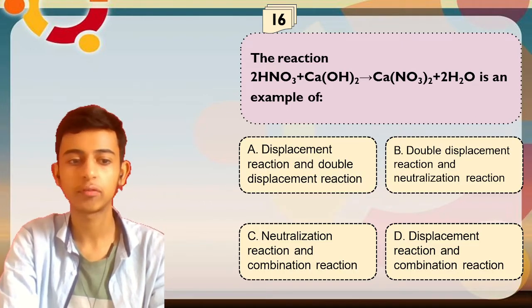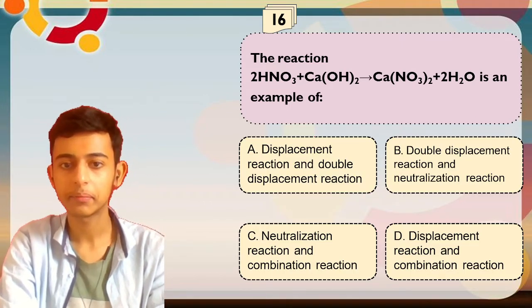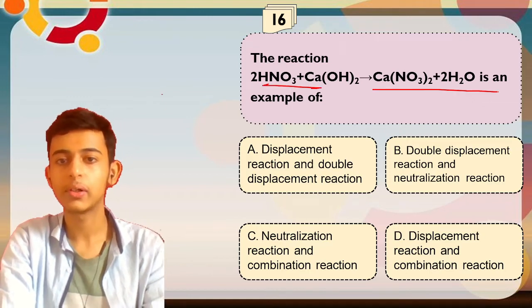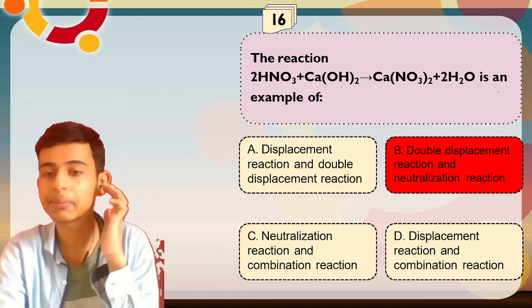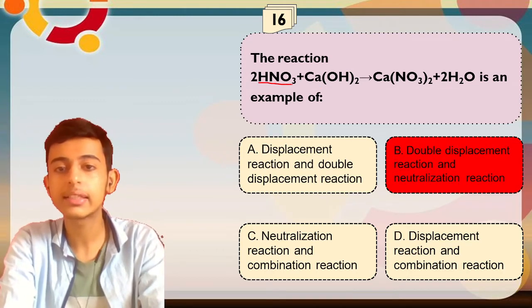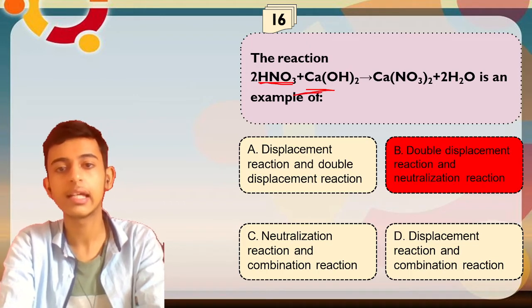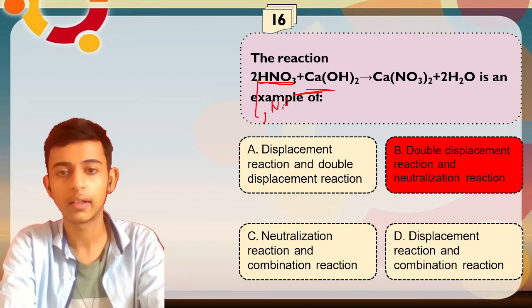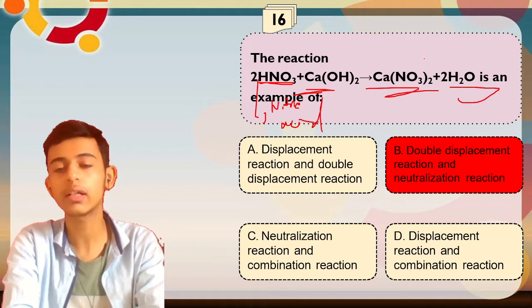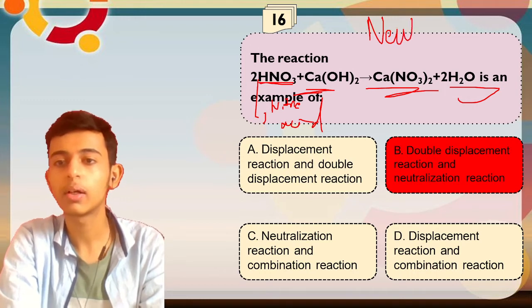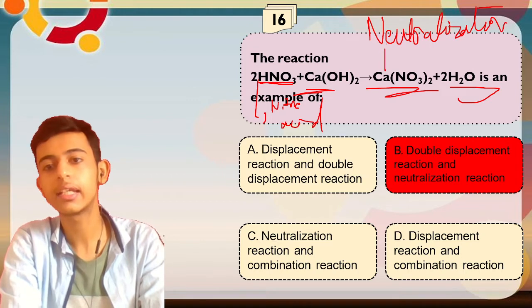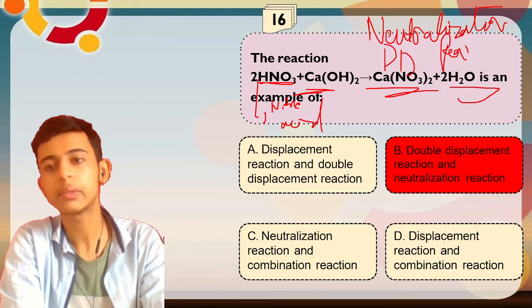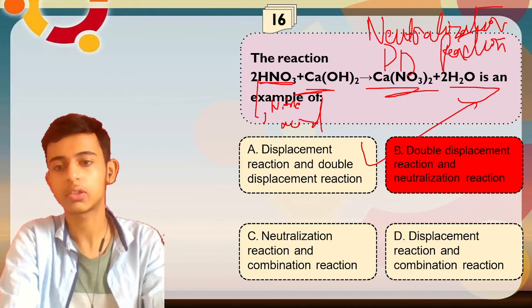This is an example of what? This is easy. What are you able to see over here? Okay, your time's up. The answer is double displacement reaction and neutralization, because this is an acid and this is a base. Nitric acid and calcium hydroxide give you calcium nitrate and water. So this is neutralization, because it is the reaction of an acid and a base. Along with that, it is a DD reaction, which means a double displacement reaction.